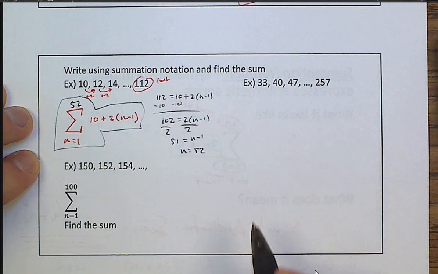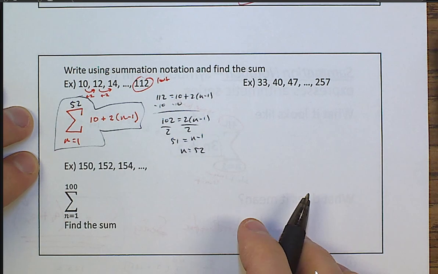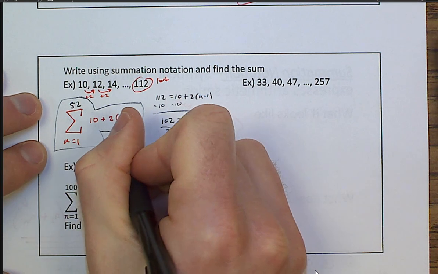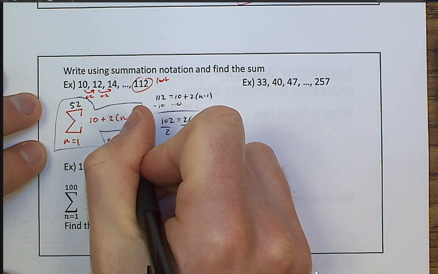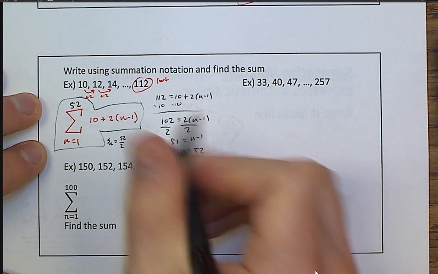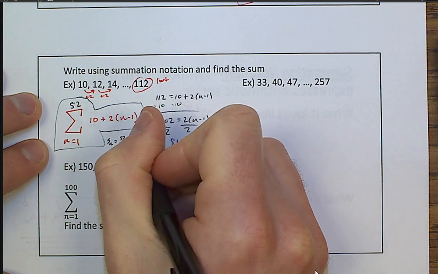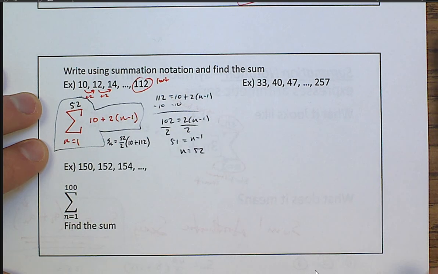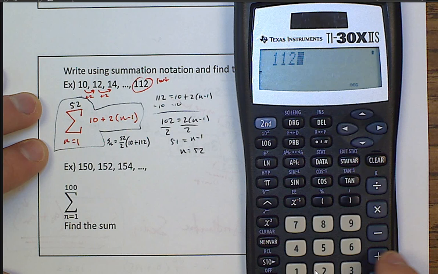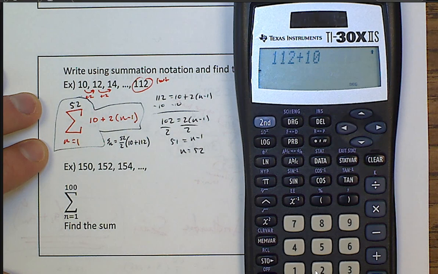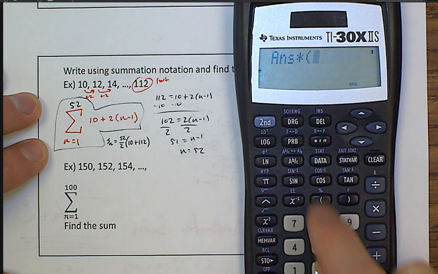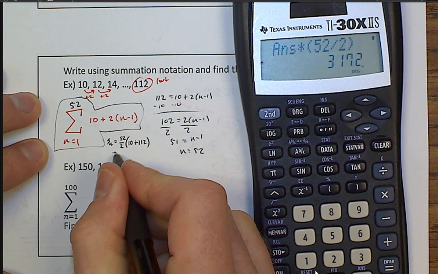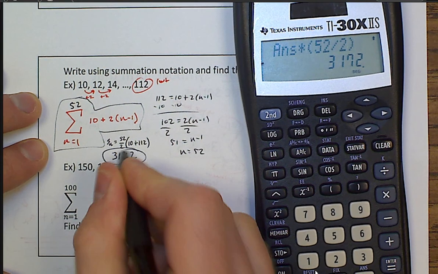And it also says to find the sum. I didn't leave a lot of space here, did I? Let's do it right here. The sum would be 52 over 2, total terms divided by 2. The first term is 10. My last term is 112. So I already have all the pieces. Let's just figure out the math. Times that by 52 divided by 2. I get a sum of 3172. That would be the sum of that sequence.